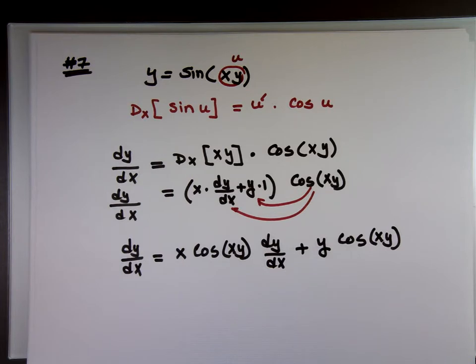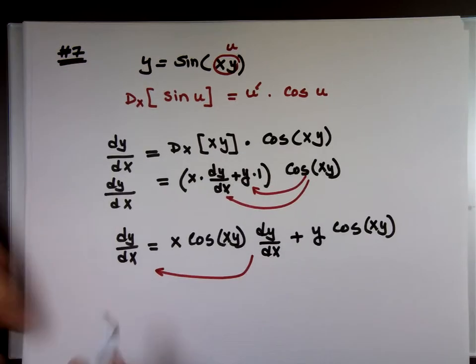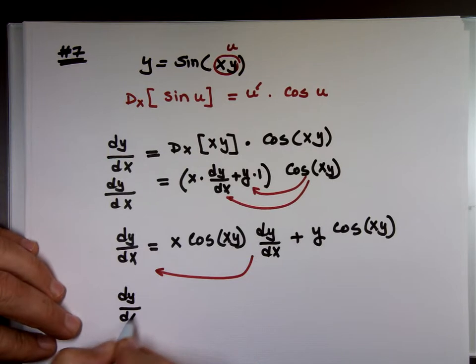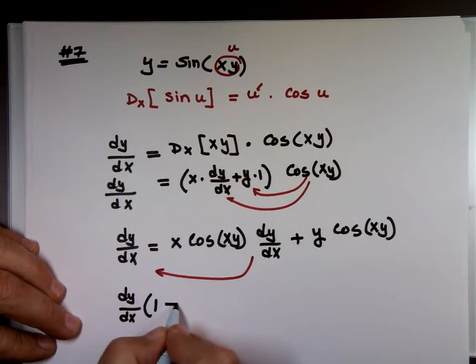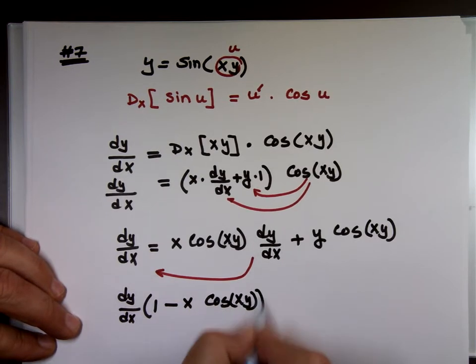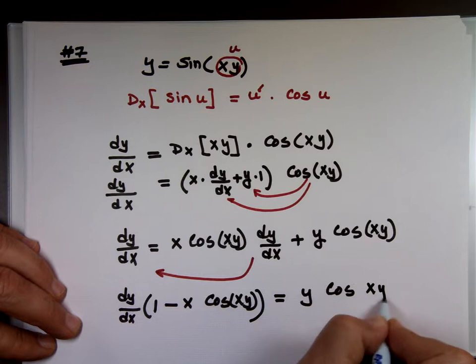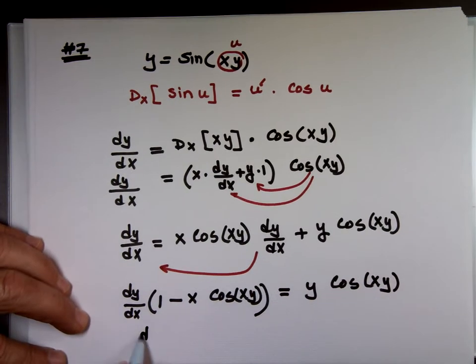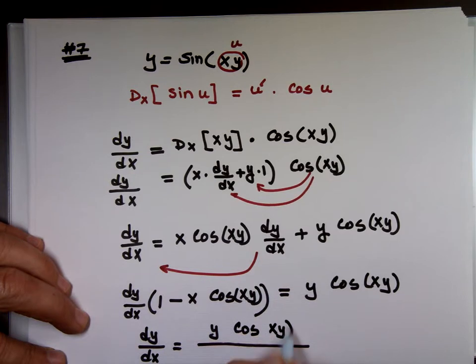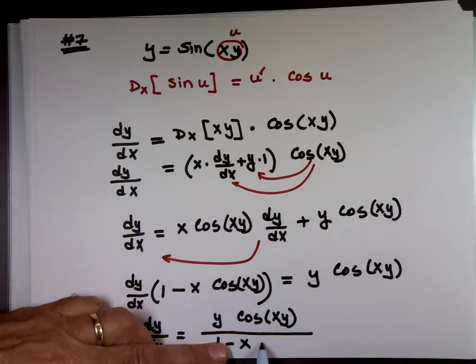All the ones with dy dx on one side, and let's factor the dy dx out. What's left? 1 minus x cosine xy equals y cosine xy. And dy dx now, last step, is going to equal y cosine xy over 1 minus x cosine xy.